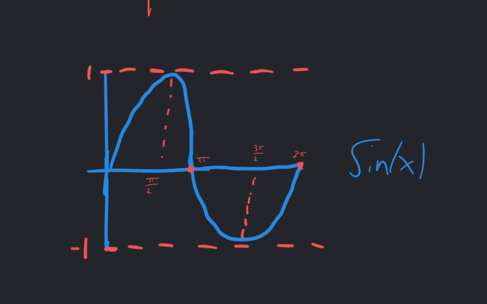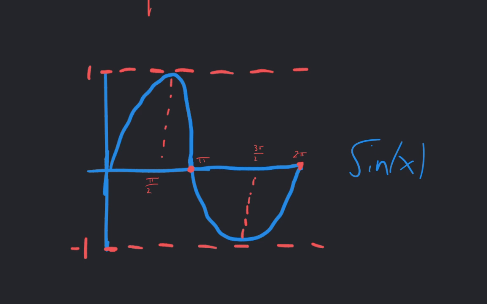This is one period of it. It goes up, climbs up to a maximum value of 1 at pi over 2, and it drops back down to 0 at pi, and it keeps going down until it reaches -1 at 3 pi over 2, and then it grows up until 0 at 2 pi, and then it'll repeat itself.